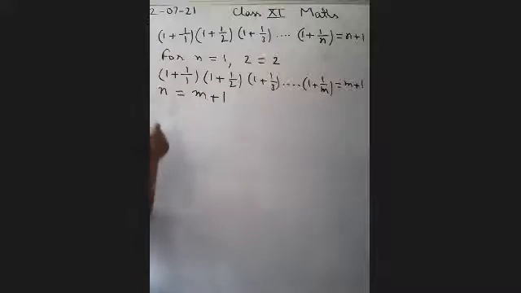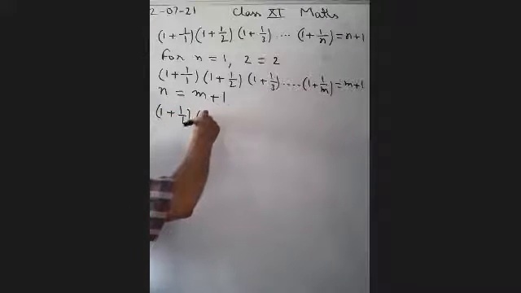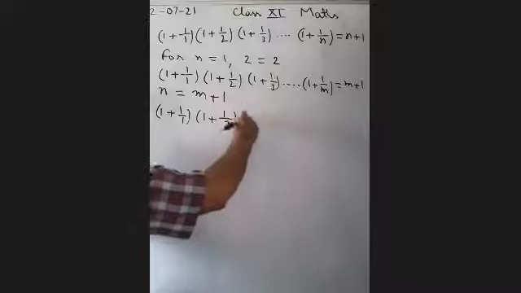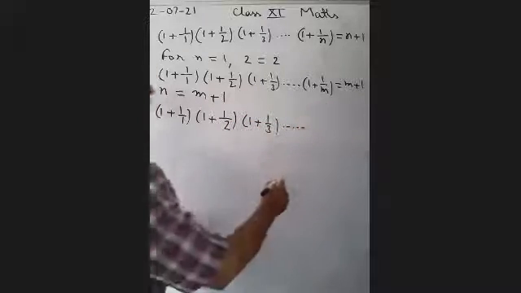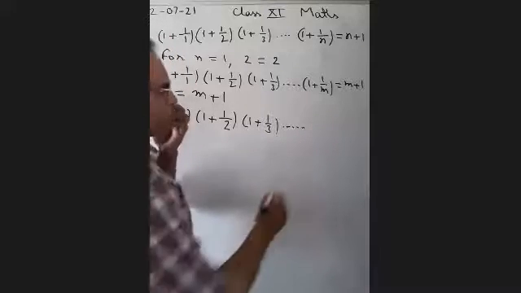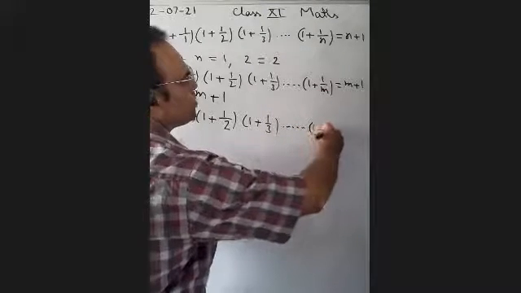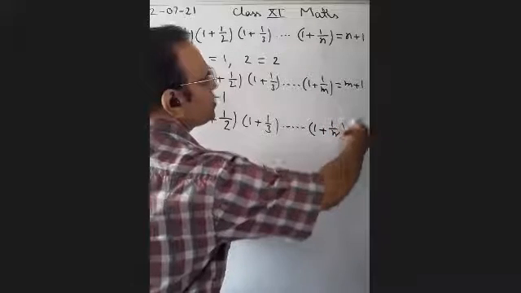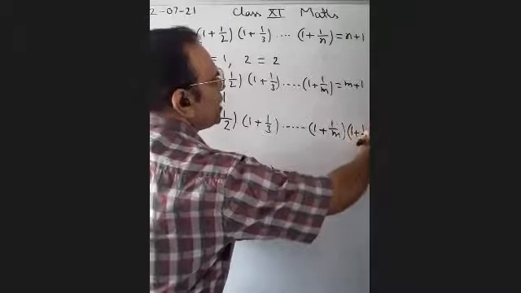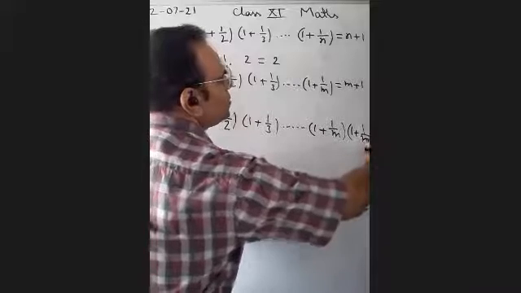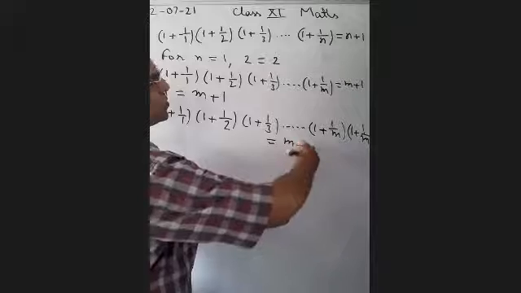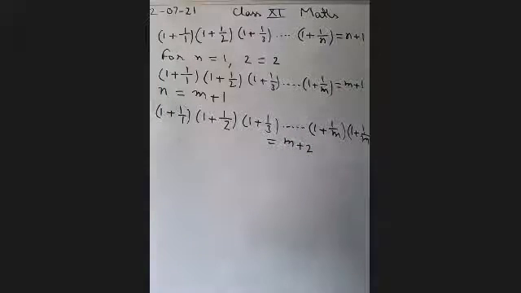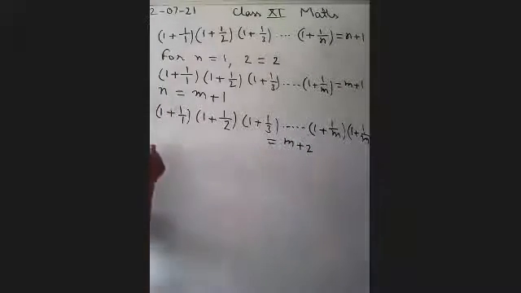ठीक है. So now we are writing here 1 plus 1 upon 1, 1 plus 1 upon 2, 1 plus 1 upon 3, and so on. ठीक है. The second last term will be 1 plus 1 upon m, and the last term will be 1 plus 1 upon m plus 1. So it should be equal to m plus 2. We have to prove this one. ठीक है. So we take the left hand side of this expression.